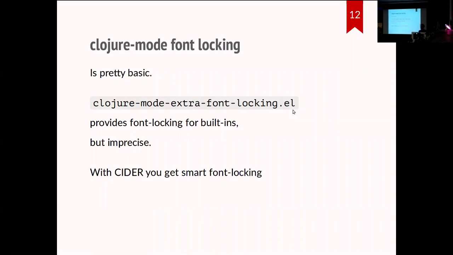The font locking in Clojure mode, so the syntax highlighting, is pretty basic. There's an extra font locking file that you can include that does font locking for built-ins. But if you use Cider, then it connects to a JVM process and can inspect the running process, so it knows exactly what's a function, what's a macro, what's a built-in, and it can do much better, very exact font locking.